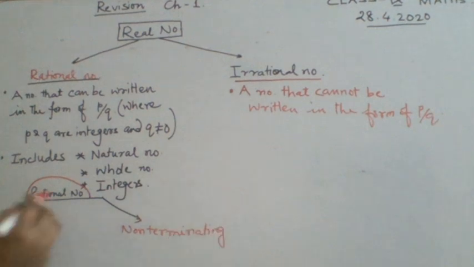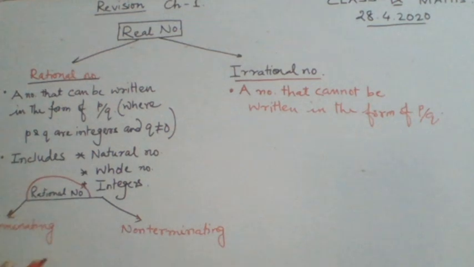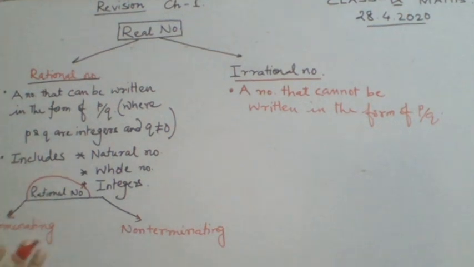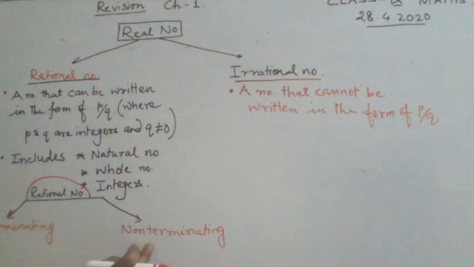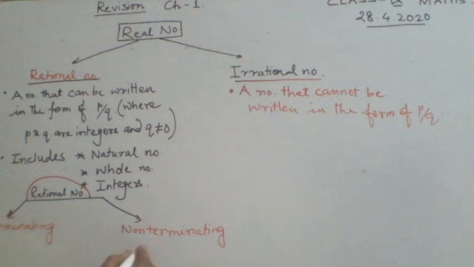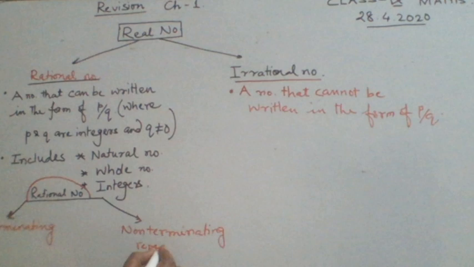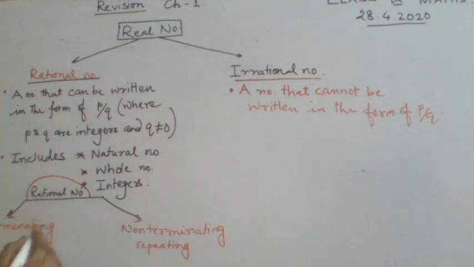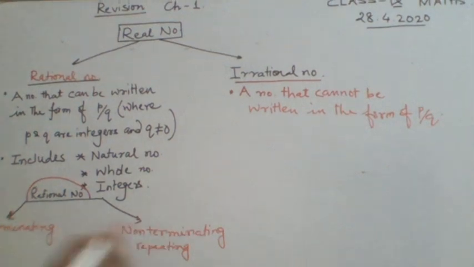Right? So if we talk about the decimal representation of rational numbers, these are of two different types. Either it is going to be terminating or it is going to be non-terminating. But remember, if it is non-terminating, it is repeating. If not terminating, then it will at least be repeating. Non-terminating but repeating.